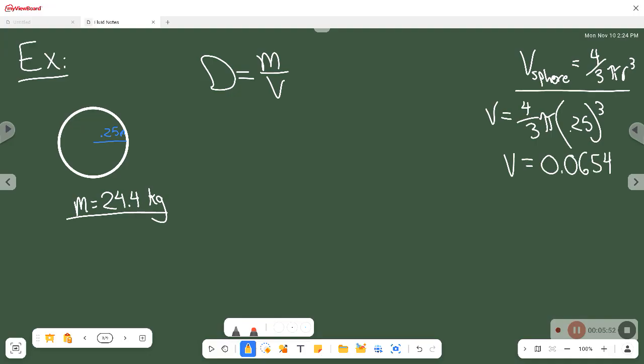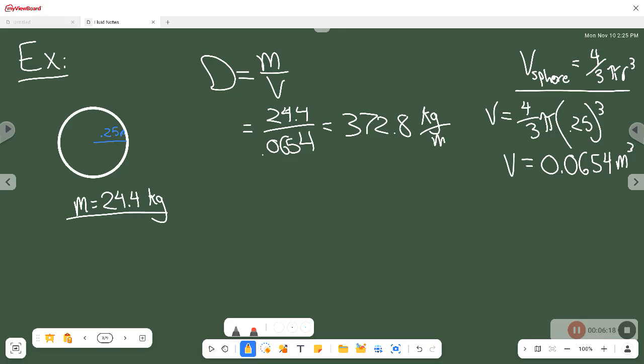0.0654 meters cubed. All right. So I have all the numbers I need now. I have the mass, 24.4. I have the volume, 0.0654. Let's see what we get there. So my answer here is 372.8 kilograms per meter cubed.